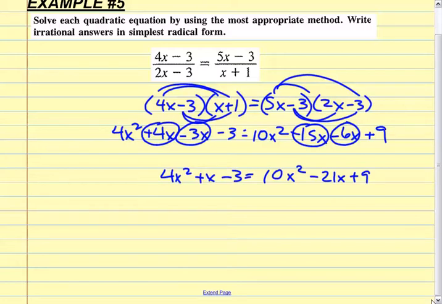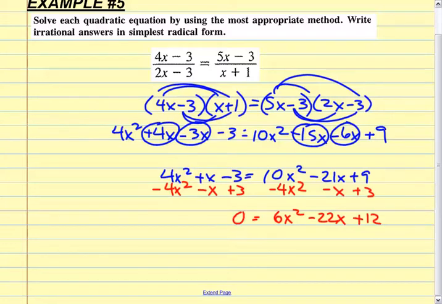Okay, I will put everything on one side. Let's put everything on one side. So you tell me what you'd like to subtract or add. You want to put everything on the right side. Okay. So subtract 4x squared, and that's going to give us 6x squared. Subtract x, and that's going to give us negative 22x. Add 3, and that's going to give us 12. And we're left with 0 over here.